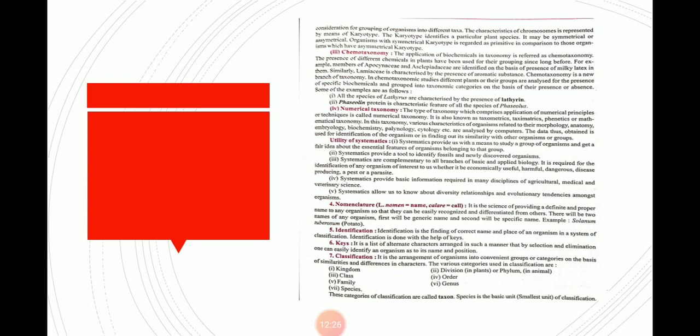The highest level of classification is kingdom, then comes division or phylum, then class, then order, then family, then genus, and the last one is species. Each of these classification categories is known as taxon. Species is the basic unit or the smallest unit of classification.